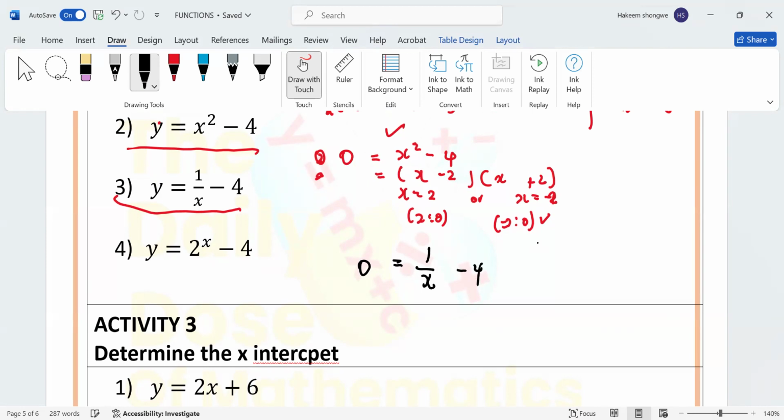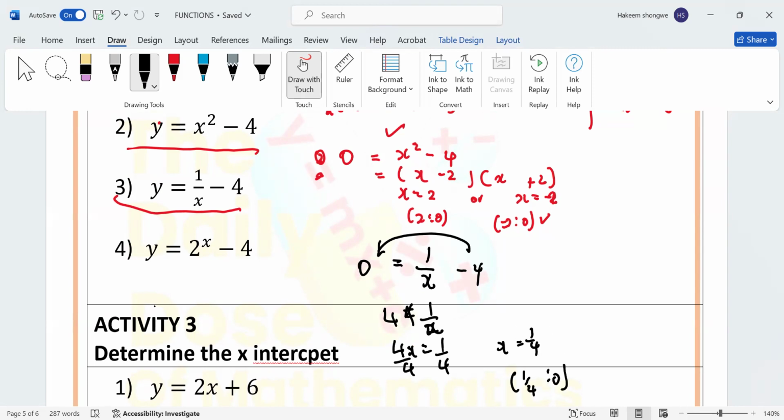What will you do here? If you wanted to get x, first thing that you do, we transpose. Okay, we'll take the 4 to this other side. And it's going to give us 4, which is going to be equal to 1 all over x. Cross multiplication, it says we have 4x, which is going to be 1. Divide by 4, divide by 4. It says x is going to be 1 all over 4. So you have 1 all over 4.